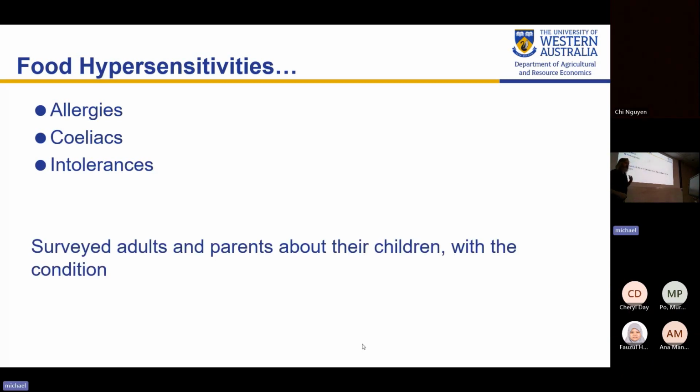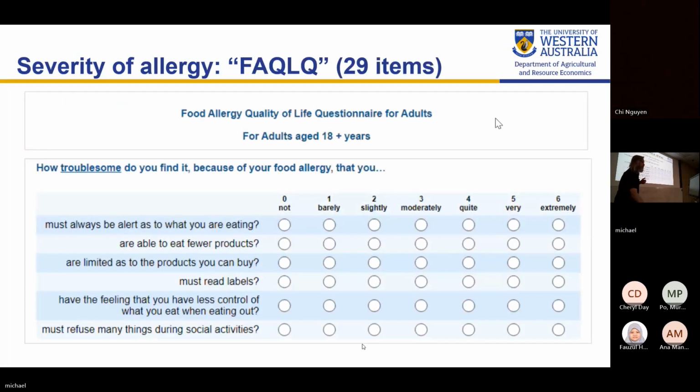There was a big survey. It was adults and also parents about their children. I'm not going to talk about the parent stuff, but these are all people who've got the condition. So they understand what it means to have one of these three hypersensitivities.